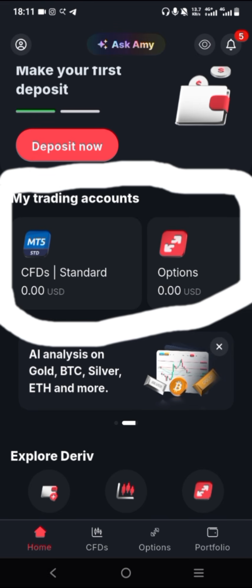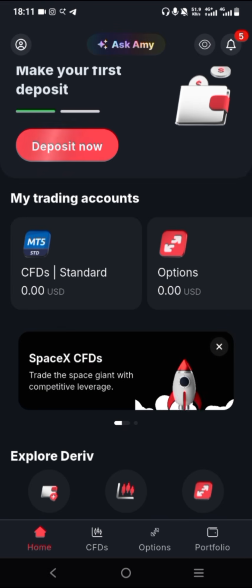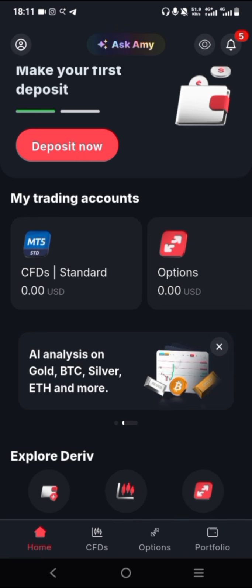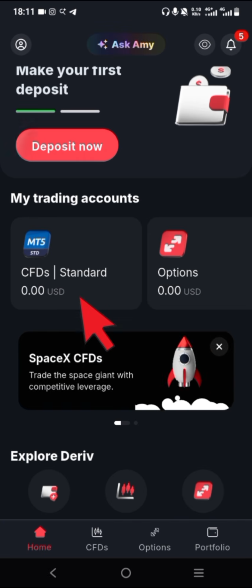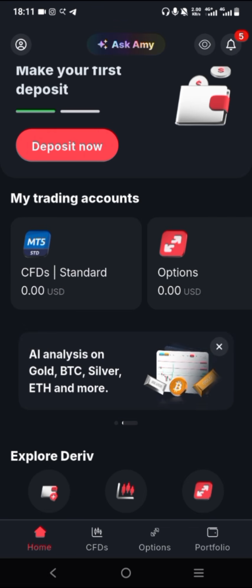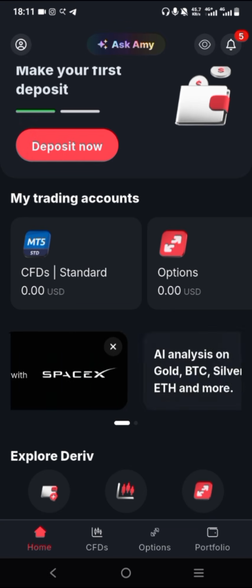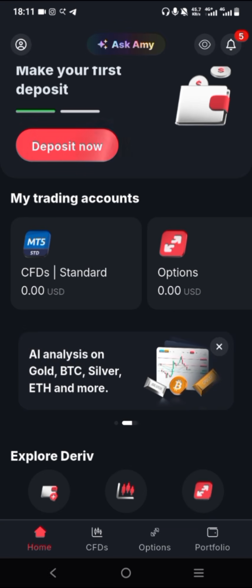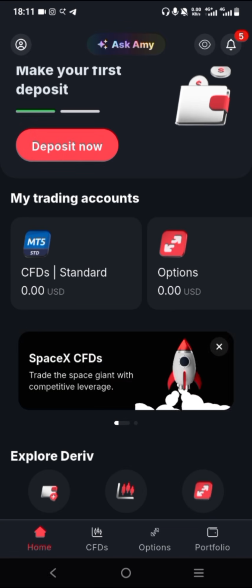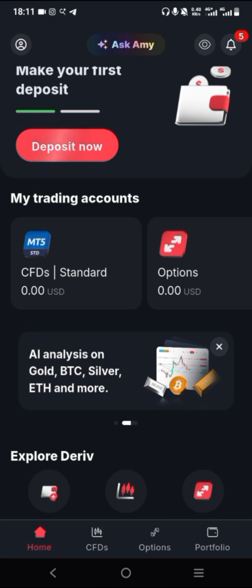It is good for you to know that in Deriv we have 2 trading accounts. Number 1 is the MT5 CFDs, like standard. You understand? That is number 1. Number 2 is options. So it's very important that you know what CFDs are and understand how they work. Please, you should also know that CFD stands for contract for difference.